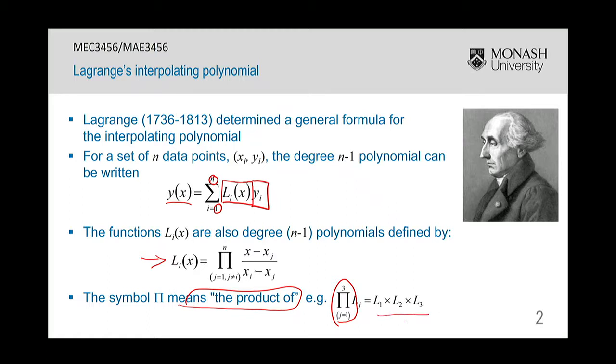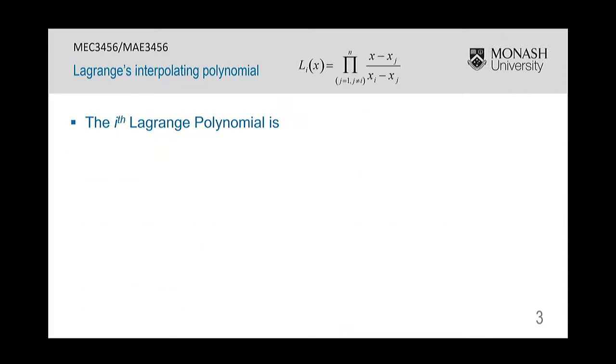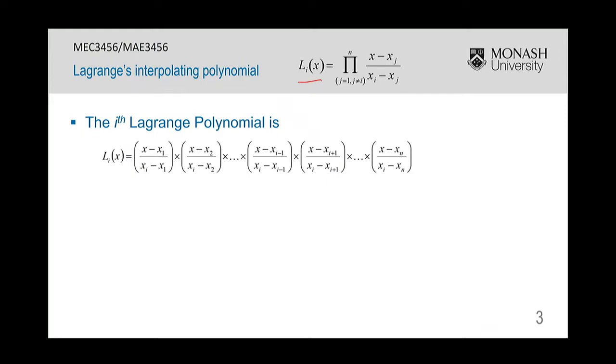Okay, so getting back up to Li of x, it's equal to a product of terms from j goes 1 to n, except we don't let j equal i. That term is removed from this expression. And so what it is, it's a product of terms, x minus xj divided by xi minus xj. And so we actually write this out in a little bit more detail on the following page. Now, each one of these things here is called the ith Lagrange polynomial, and it's equal to the following.